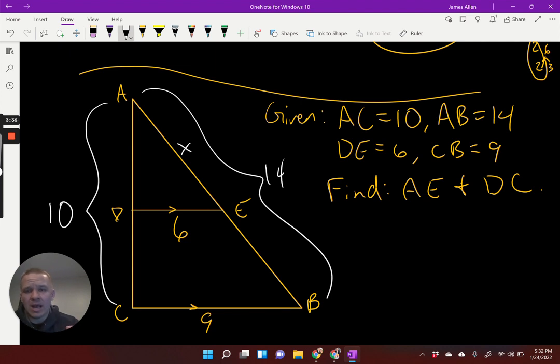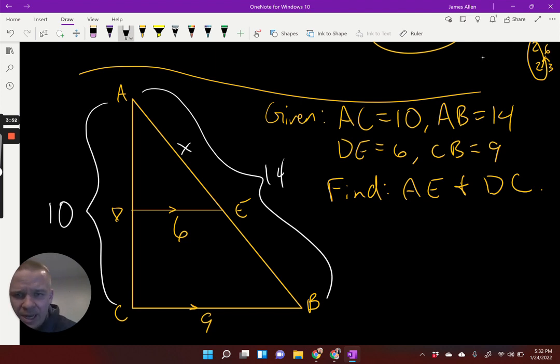Well, it looks like I've got information about bases of these two similar triangles. So that's not going to involve side splitter theorem in that set, right? Because side splitter theorem only applies to the sides that are being split. In this case, it's AC and AB, those sides right there. But I could do, how about this?